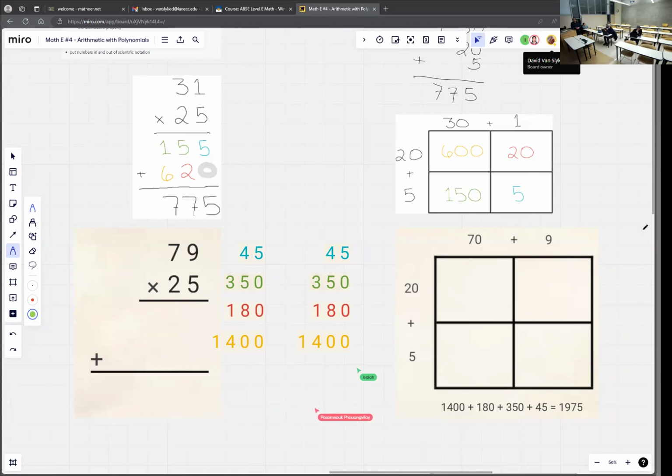Oh, I'm on the wrong week. Did I join the right one? I went to the wrong week. That's 4 and 3, it's 6. 6, yeah. Arithmetic.